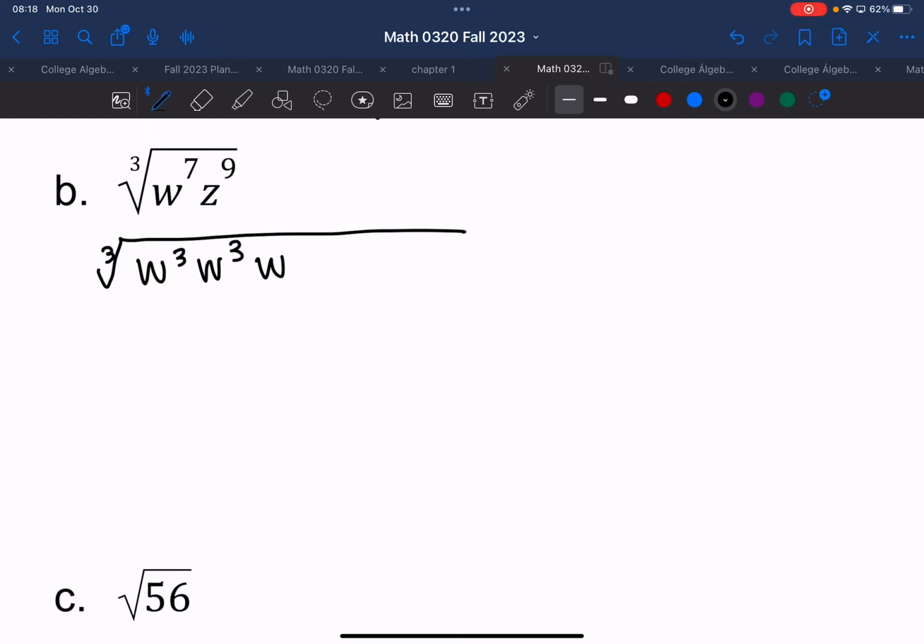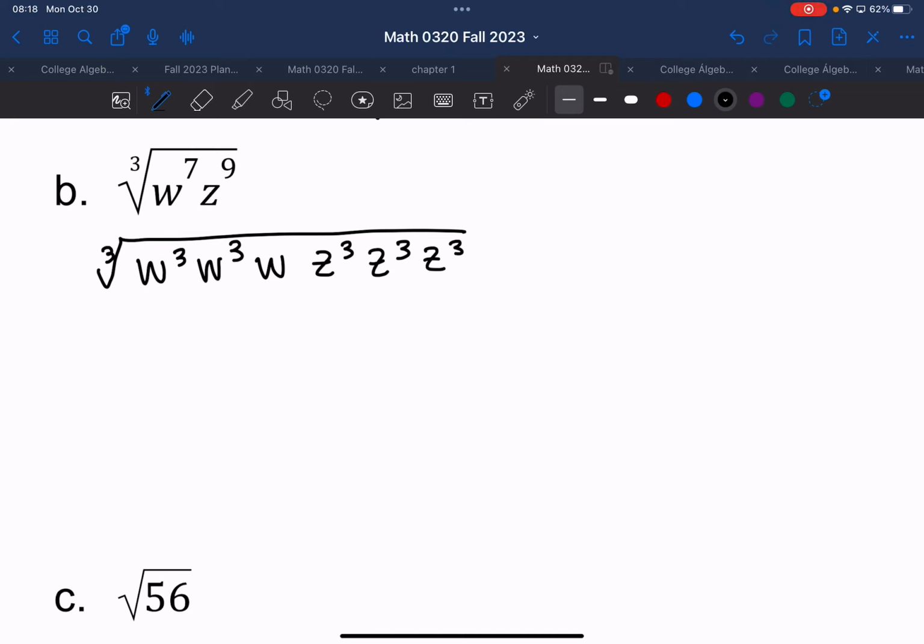Okay. Then I need to take out the pairs of 3's from z to the 9th. So I have z to the 3rd, z to the 3rd, that's just 6 z's. And then z to the 3rd again is my 9 z's. So under this radical, I am showing you 7 w's and 9 z's.